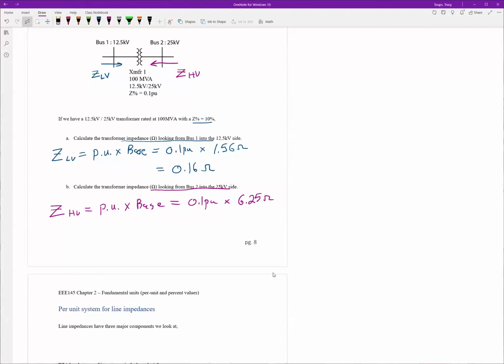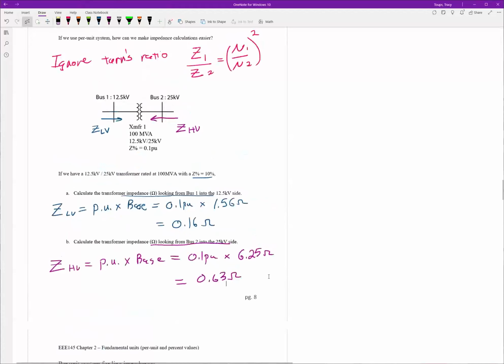6.25. Let's number crunch that. That's going to be 0.625. I'm going to round it to 0.63 ohms. So that's the impedance looking in from the high voltage side. Now, are you already confused? I'm confused. Depending on which side I'm looking at, the impedance changes drastically, right? Looking at the high voltage side, impedance is 0.63. Looking at the low voltage side, 0.16. Well, which one do I actually use when I'm doing power calculations?